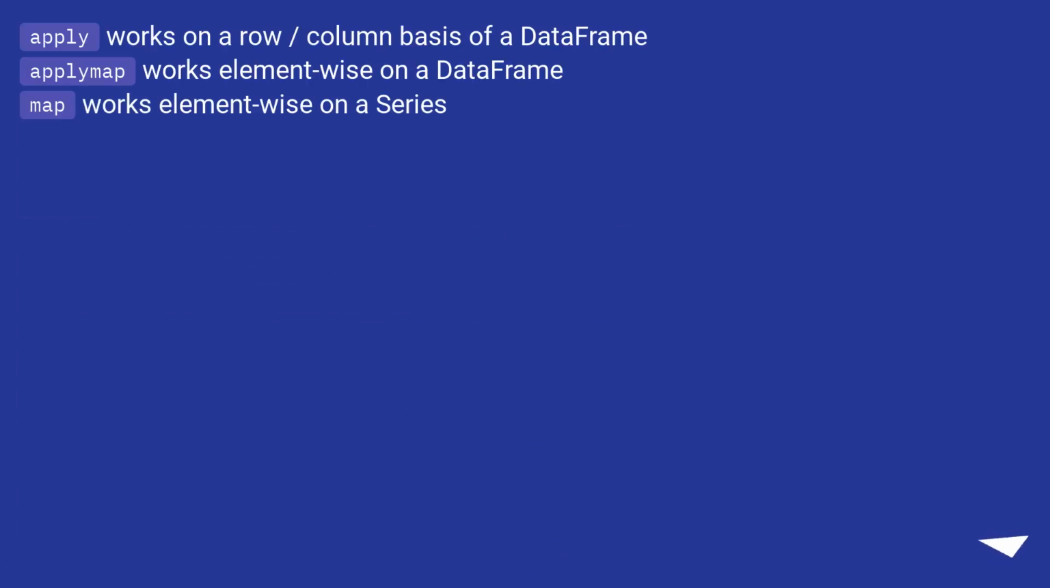Apply works on a row or column basis of a data frame. Applymap works element-wise on a data frame. Map works element-wise on a series.